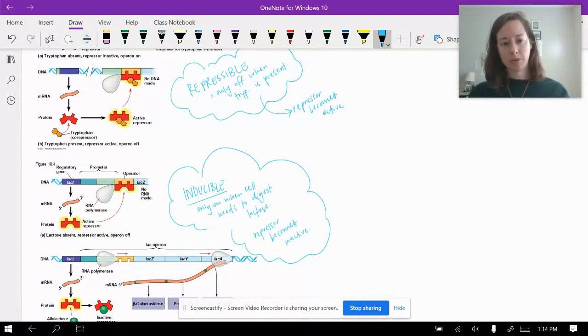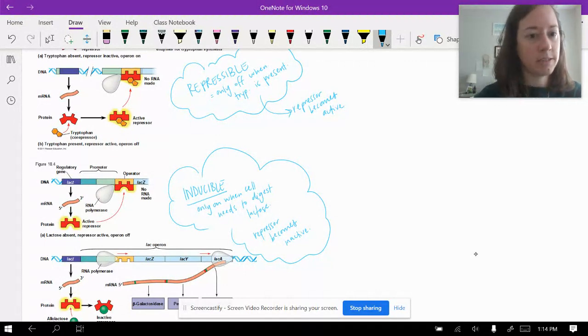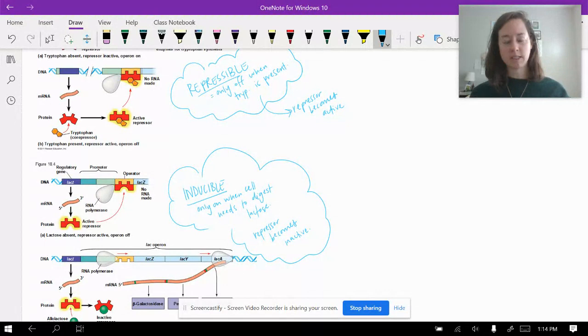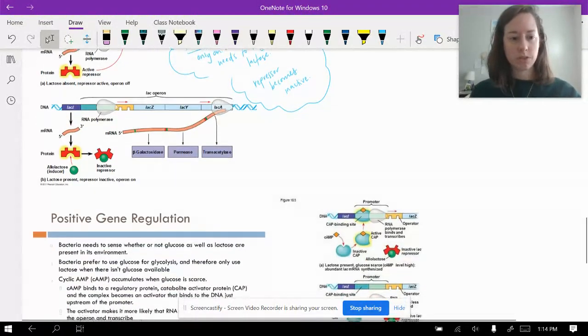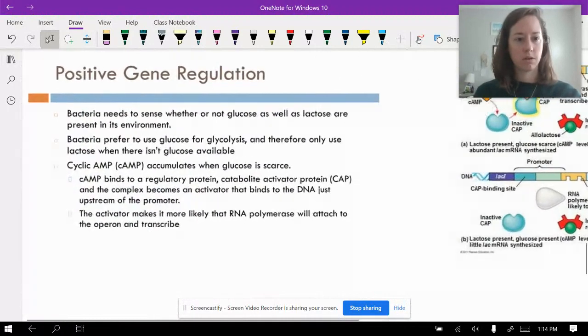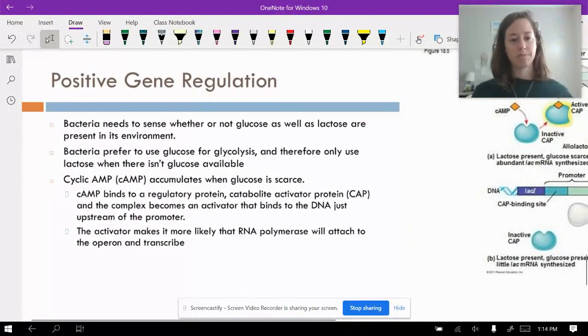There's one more example that I'm going to talk about, and that is positive control, which means instead of using a repressor, we're going to use an activator. So bacteria, like I said before, prefers to use glucose to do cellular respiration and produce energy. Just because lactose is present doesn't necessarily mean that the cell wants to use it. It only wants to use it when glucose is low.